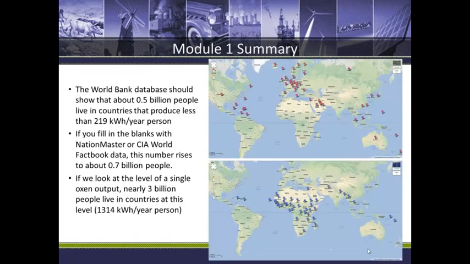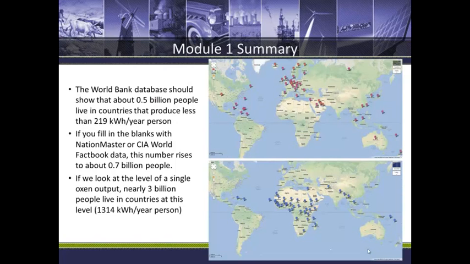Our homework, our discussion about the World Bank database, should show around 500 million people that live in countries that produce less than 219 kilowatt hours per person per year. So that's a pretty low number, but 500 million people is not. That's a pretty high number. Now, we noticed that when we made that database, there's a lot of countries that were missing data because that World Bank data book did not have a complete data set.